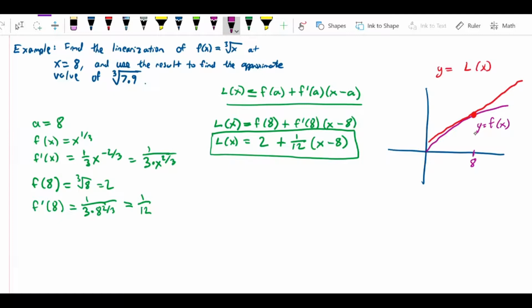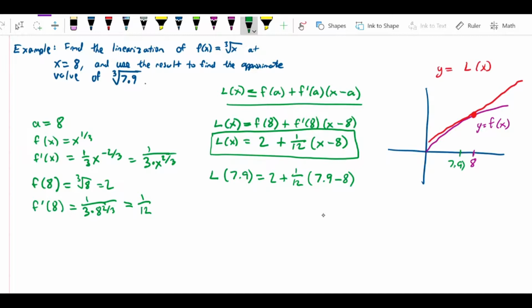So now let's use that to find the approximate value of the cube root of 7.9. All we have to do is simply calculate L of 7.9. So that's going to be 2 plus 1/12 times (7.9 minus 8). And notice, by the way, that we moved horizontally from 8, but in the other direction than we did in the introductory video. So it shouldn't surprise you that we're getting a negative number here, because the horizontal distance that we move is leftward. The formula still works regardless of which direction we move in.